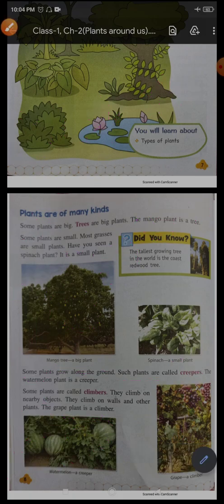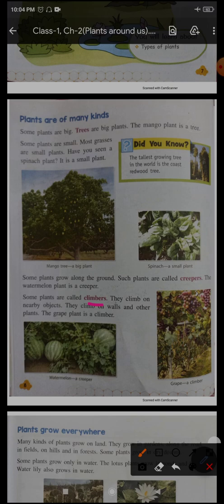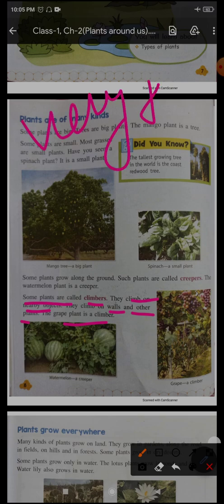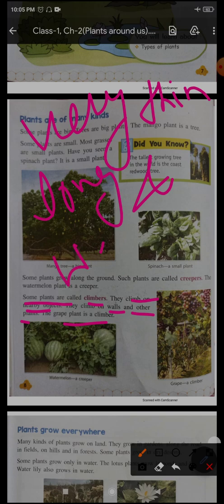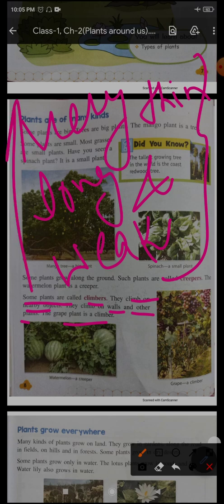Okay, now it's the turn of climbers. What is a climber? Some plants are called climbers. They climb on nearby objects, on walls and other plants. The grape plant is a climber. Climbers have a very thin, long and weak stem. This is the similarity between creeper and climber. They both have thin, long, weak stems. That's why they can't stand in an upright direction. Both creeper and climber are unable to stand upright.